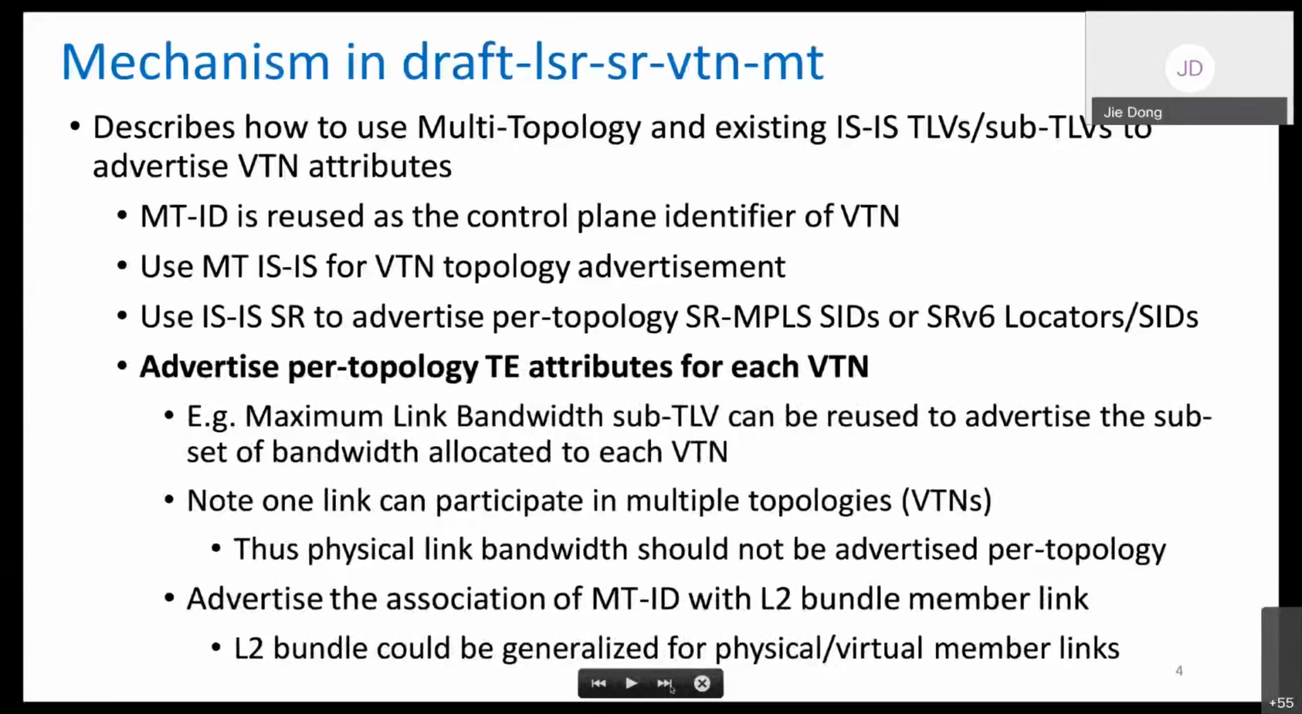Another mechanism is we can advertise the association of the MTID with the bundle member links in a layer 2 bundle. I think we received some comments from the mailing list, and actually we also consider that the L2 bundle can be generalized to describe either the physical member links or the virtual member links. So it is not necessarily a layer 2 physical member link. Next slide, please.